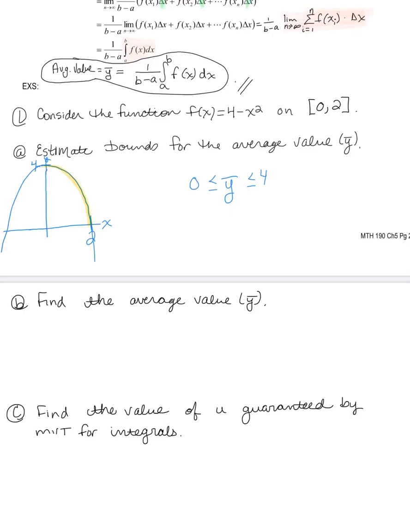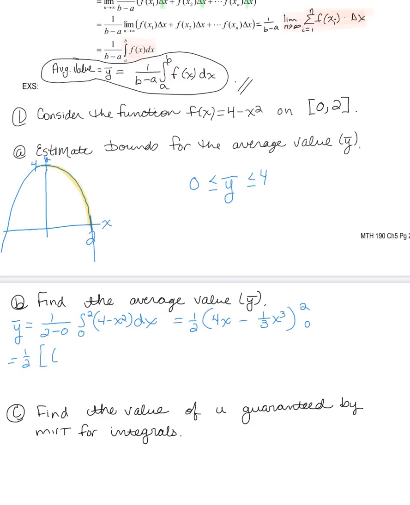The average value, y bar, we developed this idea last time in a few different ways. It's 1 over b minus a, so in this case 2 minus 0, times the definite integral from 0 to 2 of 4 minus x squared dx. So we have 1/2 times the antiderivative, 4x minus x cubed over 3, and now we need to evaluate between our limits of integration. I'm going to keep the 1/2 out in front.